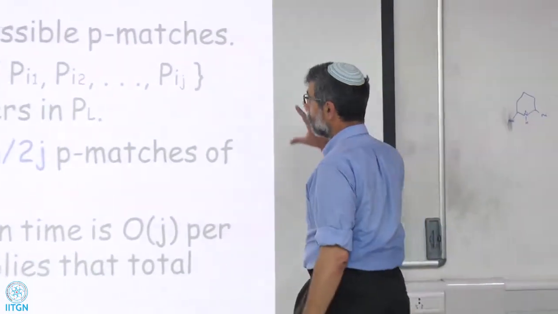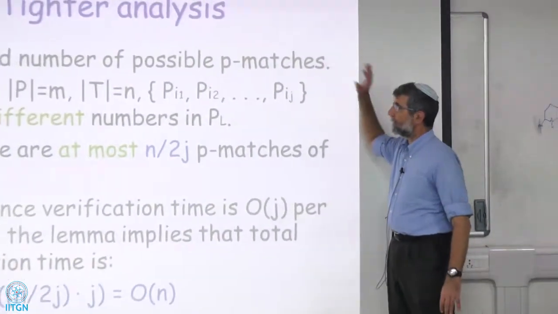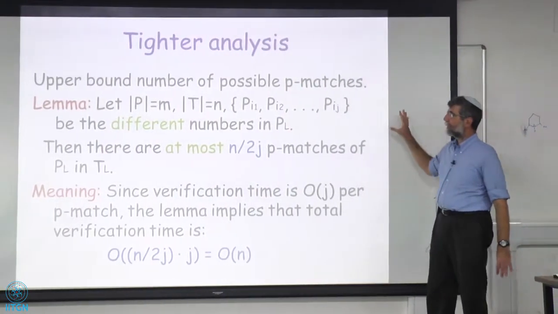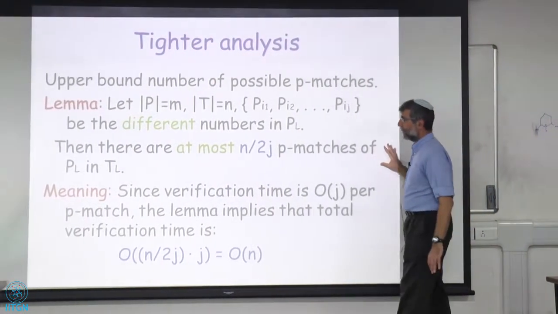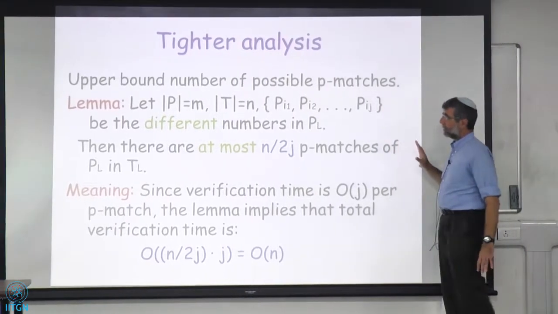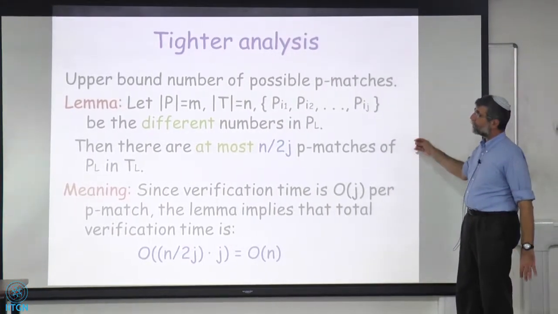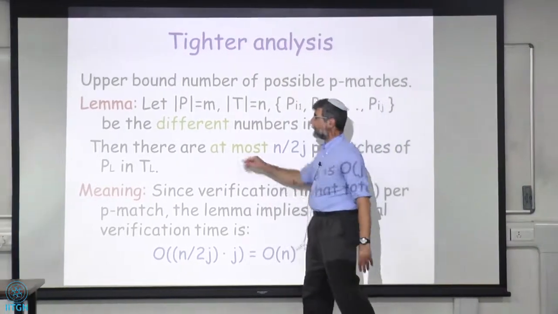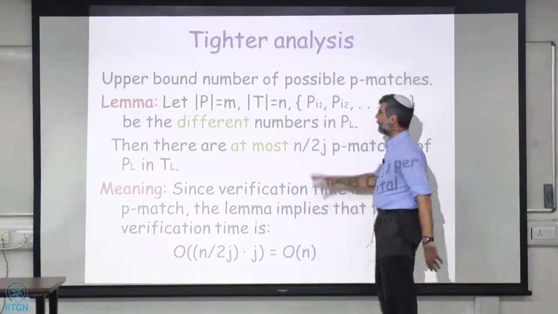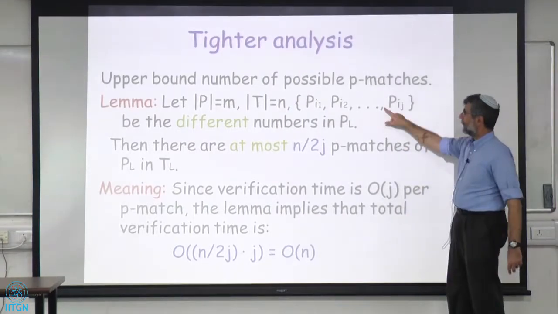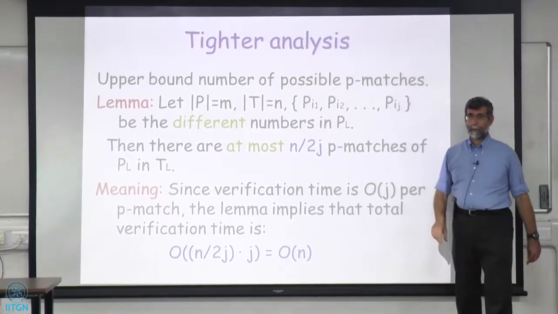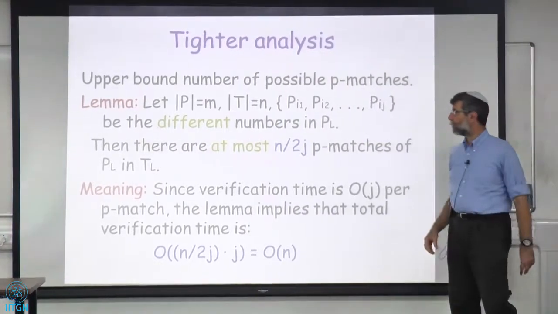Because what we're going to try to do now is really find some upper bound on the number of possible parameterized matches. That's our hope. And in fact, the following lemma, which we're going to prove, is going to do just what we want. Because what this lemma says is that if the pattern length is m, the text length is n, and let's say that we have j different numbers in the pattern. So this is the situation that we have.